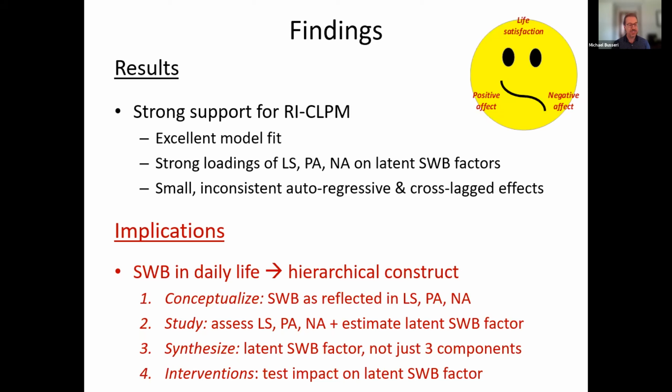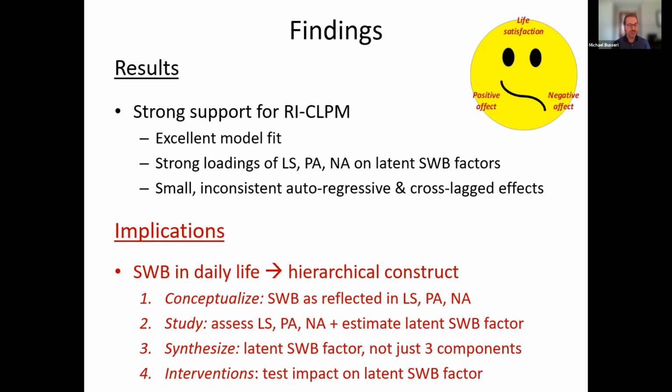From this perspective, SWB is best understood as a latent underlying tendency reflected in evaluations of life satisfaction, along with positive and negative affective experiences. Accordingly, in order to study SWB, all 3 components need to be assessed together and a latent SWB factor needs to be estimated. Further, summaries and syntheses about SWB need to include tabulation of results based on a latent SWB factor, representing the commonality among LSPA and NA, rather than or in addition to results concerning the 3 components separately.